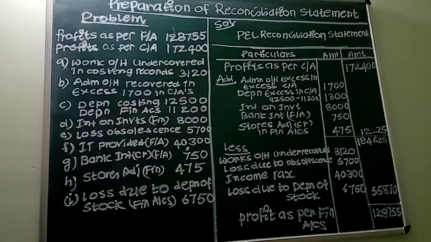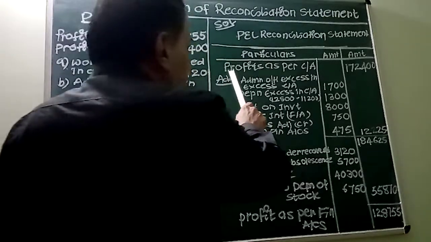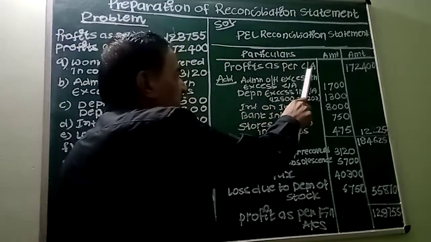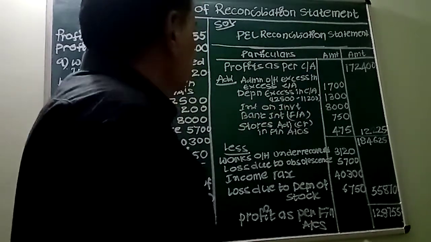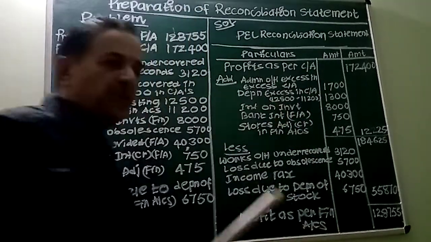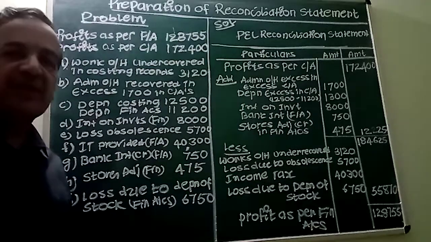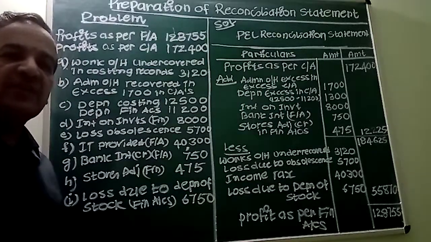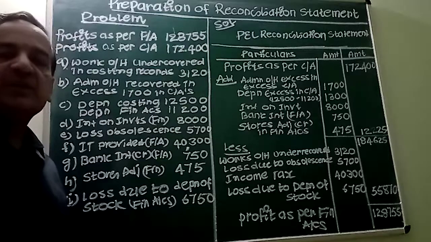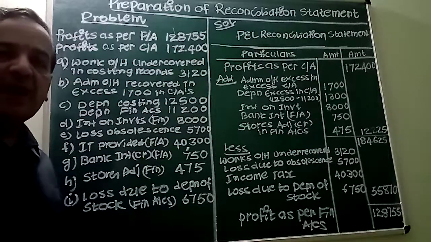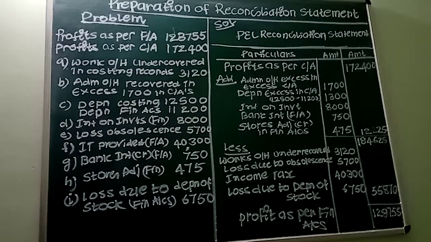See here, once again I would like to repeat, we have taken the basis as the profits as per cost accounts. Then we have to see what is happening to the profits in financial accounts. If the profits in financial accounts are increasing, you must add. And if the profits in financial accounts are decreasing, you must deduct. Let us take the items one by one.